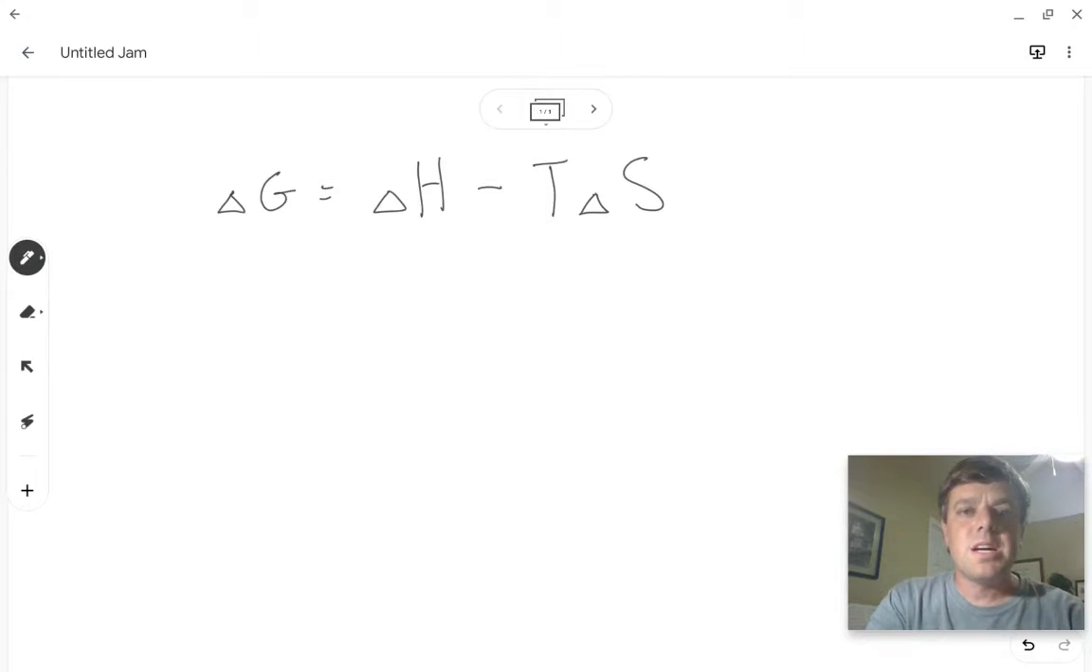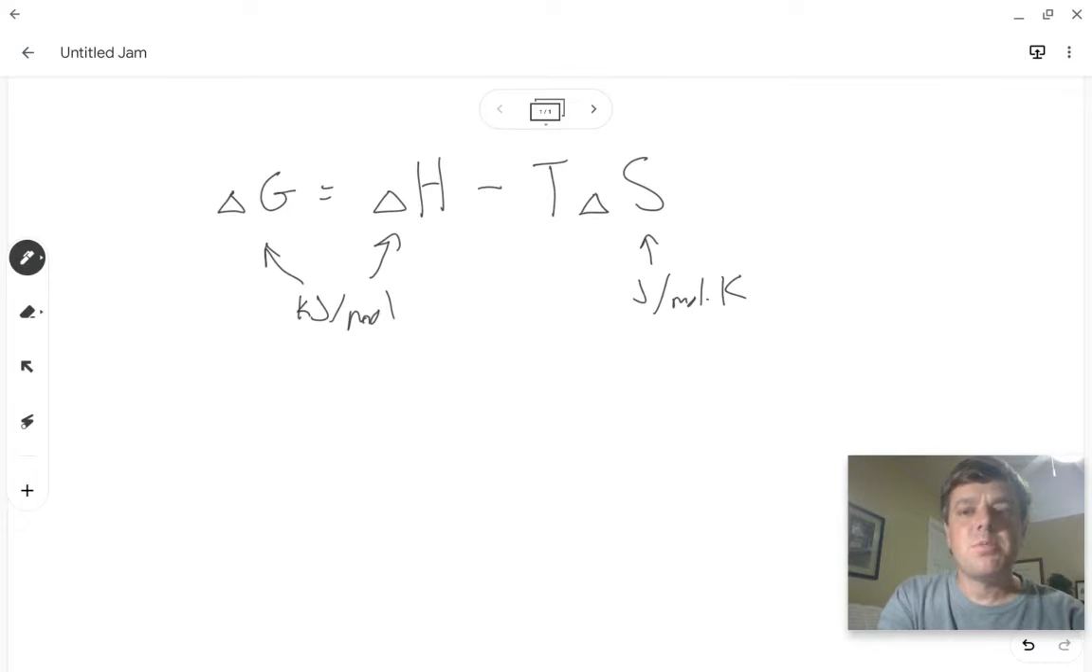Yesterday we were talking about this equation right here, which relates changes in Gibbs free energy to change in enthalpy and change in entropy for a chemical reaction based on a temperature in kelvins. Something that I should have mentioned to you yesterday, but I'm going to now, is that traditionally Gibbs free energy and enthalpy are measured in kilojoules per mole, and entropy is measured in joules per mole Kelvin.